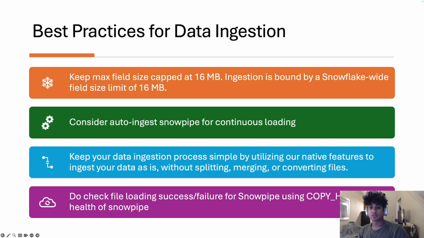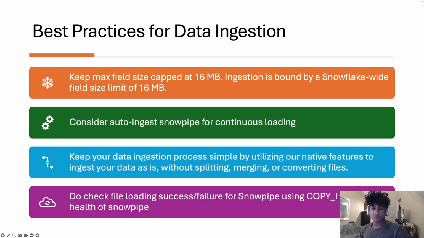Number three, enable auto-ingest for Snowpipe. If you're using Snowpipe, enable auto-ingest for cloud storage. This allows Snowflake to automatically identify new files and trigger ingestion, reducing manual effort. You'll need to configure storage event notifications, but the long-term benefits are significant.